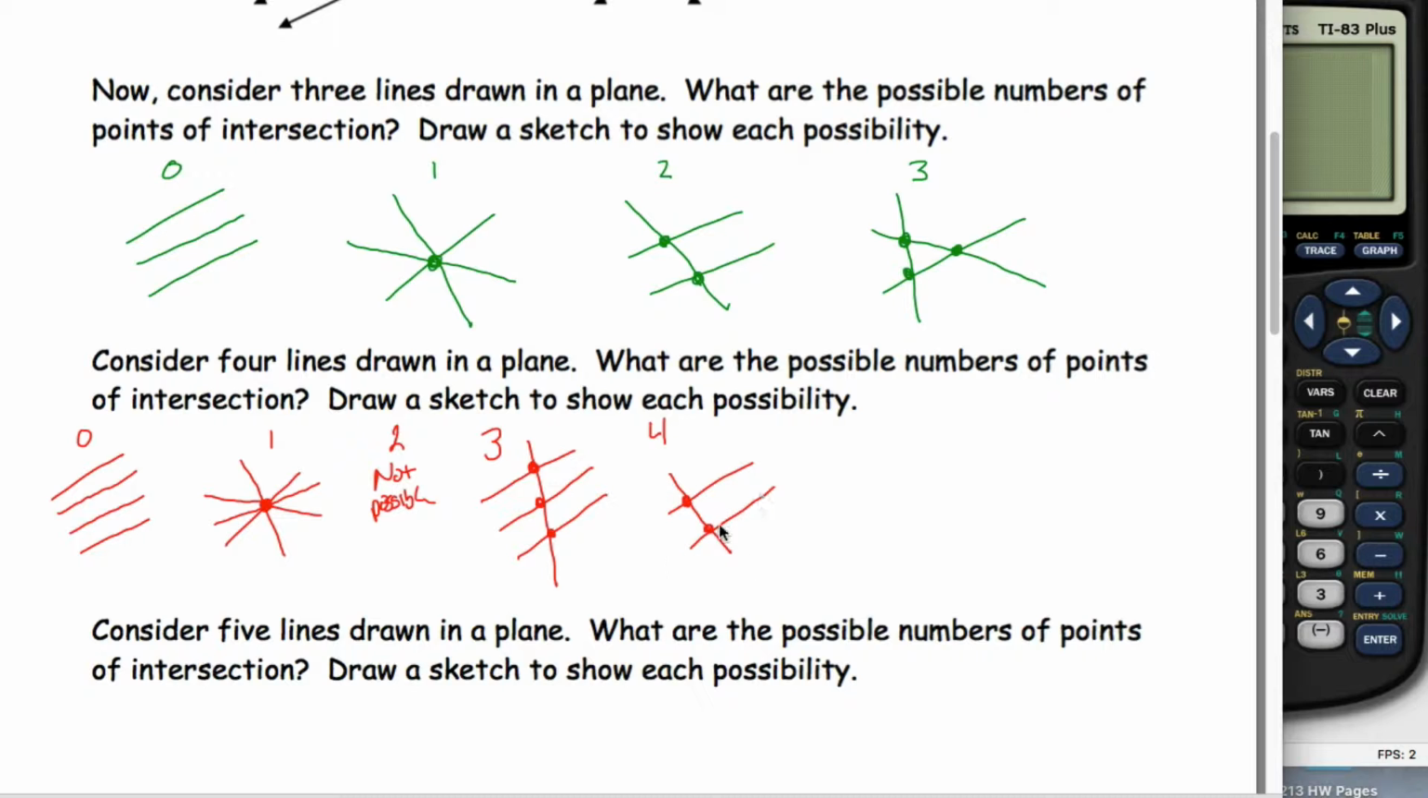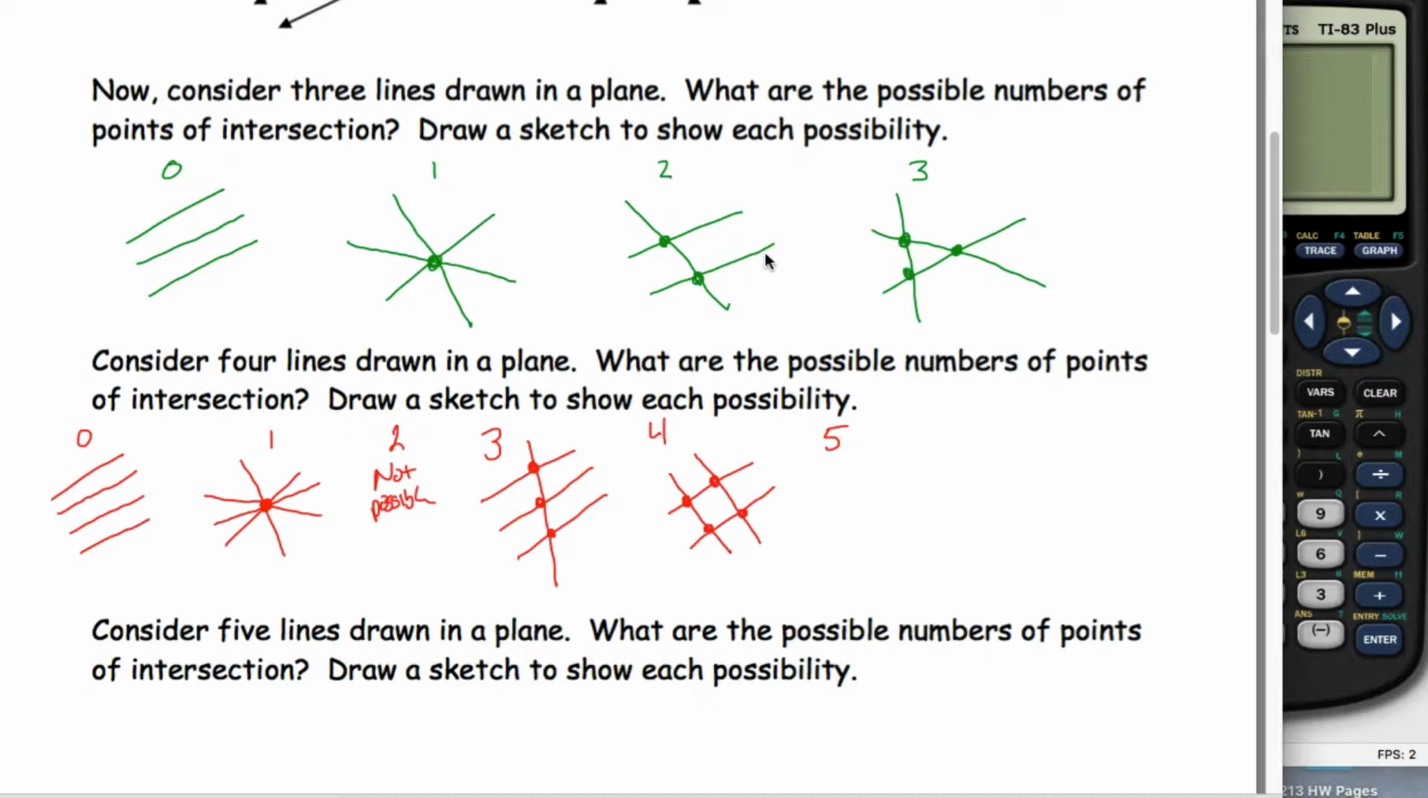If I draw it parallel to one of these guys, it's only going to add 1 point of intersection. But if I draw it parallel to this guy, I'll add 2 more. And now I got 4. Is that the most you can get? Well, no, it's not, because you could get 5. How could you get 5?